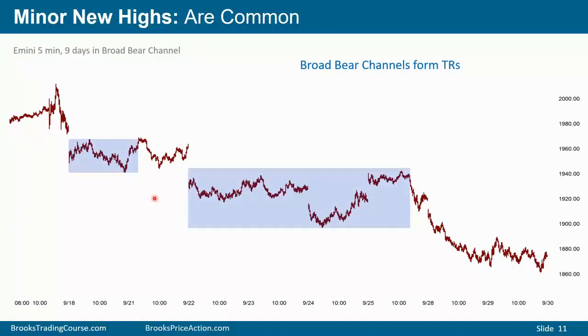Every broad channel contains trading ranges, and some of them last a lot of bars. On the 5-minute chart, this one is lasting maybe 300 bars. When the market's in a trading range, it often goes above highs and then reverses down, and it goes below lows and then reverses up. Sometimes it even goes above relatively major highs, but as long as it reverses down, traders will continue to sell, betting that the bear trend will resume and be a flatter, broader bear trend.